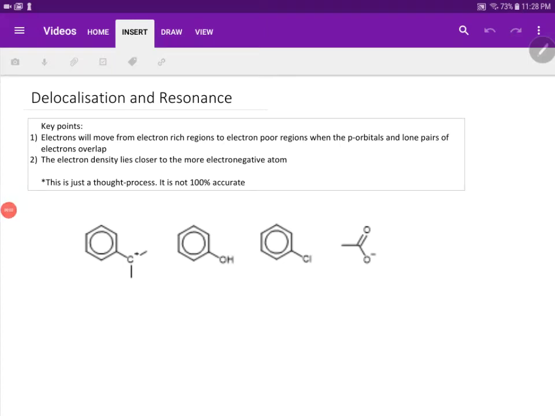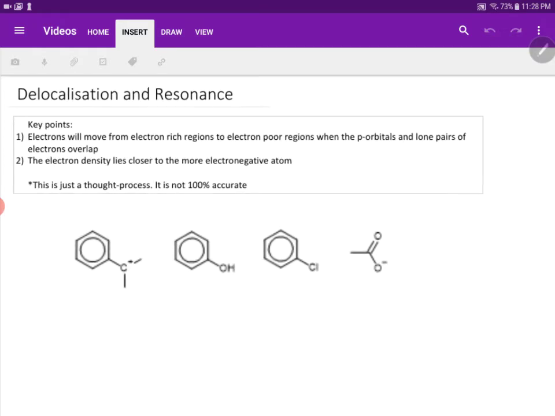Hi everyone. In the last lesson, we talked about how we can use the inductive effect to answer questions. In this lesson, we are going to talk about delocalization and resonance. You would have come across the terms delocalization and resonance in your notes somewhere or another. Let me explain it to you.